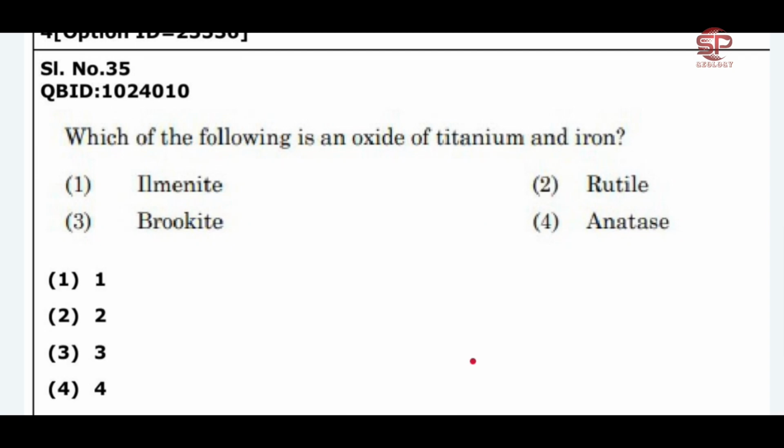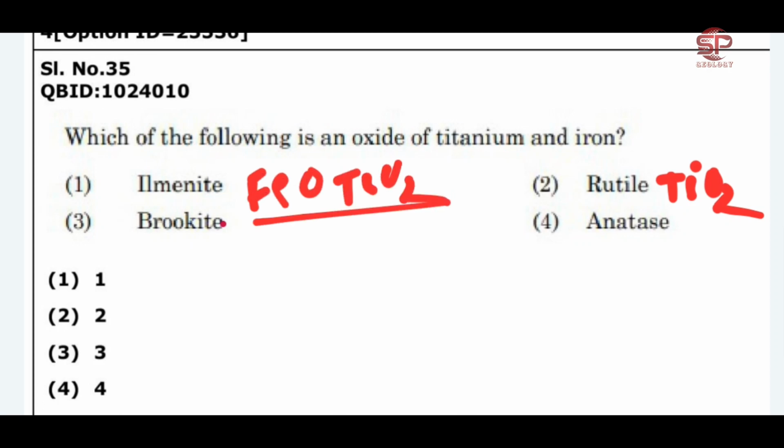Which of the following is an oxide of titanium? Rutile, brookite, anatase are polymorphs. All have composition TiO2. Ilmenite has a composition of FeO, TiO2. So the answer will be option 1, eliminate.